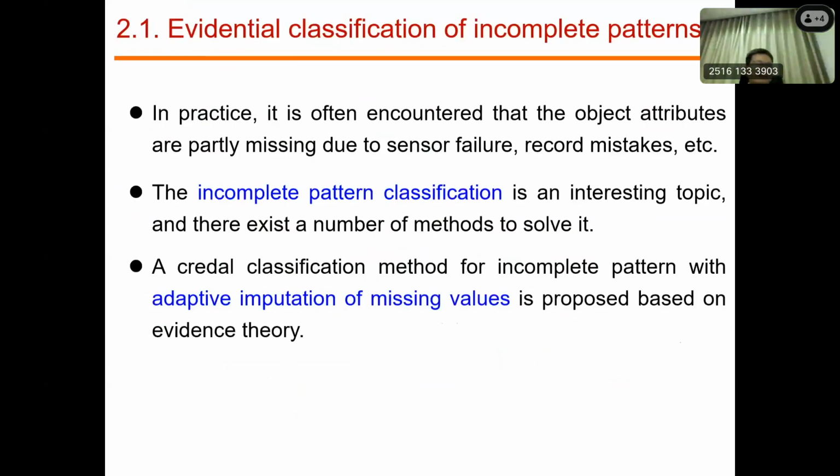The first one is about the evidential classification of incomplete patterns. In practice, we often encounter objects with some missing attribute data. For example, usually a pattern or an object is represented by a vector, maybe 10 or 20 attributes, but there may be a few of them that contain just 8 or 5 attributes. The other 5 are missing. In such a case, it will make the classification result very uncertain.